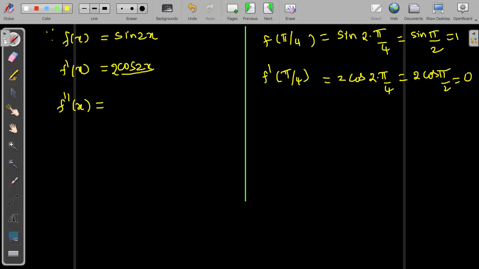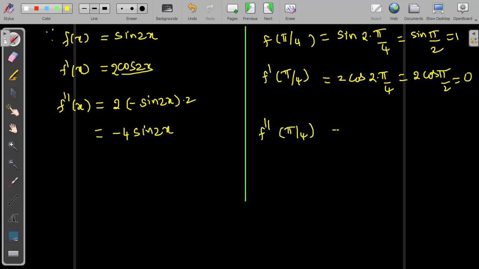So here, cosine 2x, derivative minus sine 2x. Again, sine 2x derivative is 2. So already we have 2 there. So minus sine 2x again, which is multiplied by 2, which gives minus 4 times sine 2x. Now find out f double dash of pi by 4.